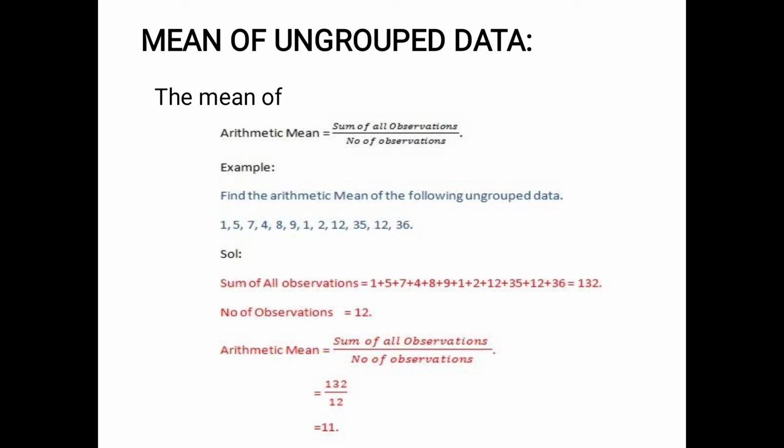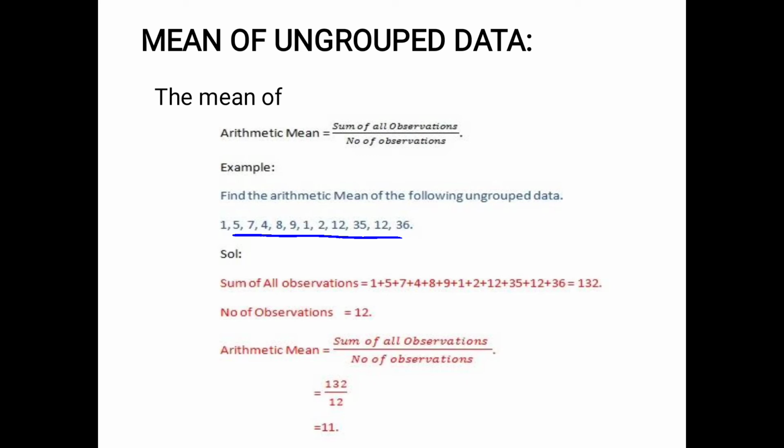This is the formula: sum of all observations divided by number of observations. So coming to the example, find the arithmetic mean of the ungrouped data. So these are all some data. Using the data we are going to find the value using the formula. Formula means sum of all observations divided by number of observations.